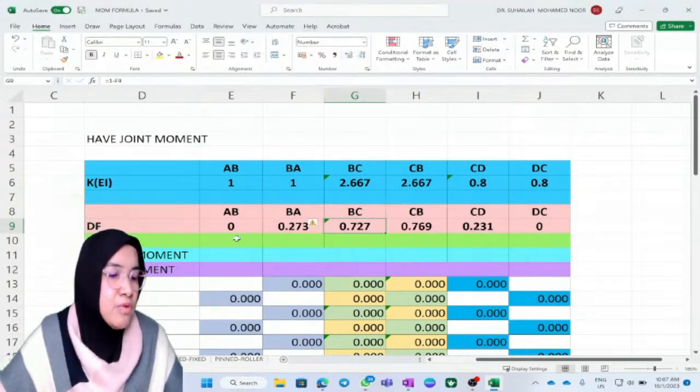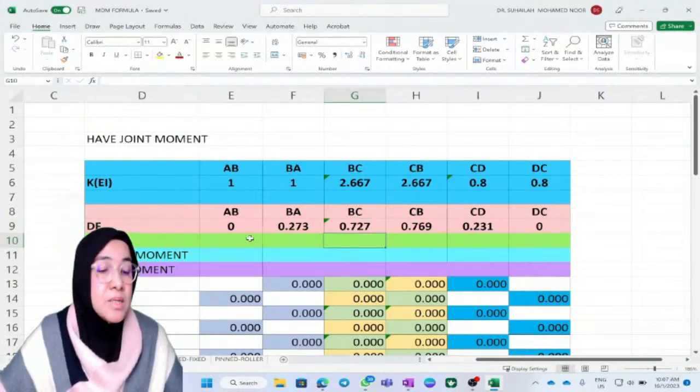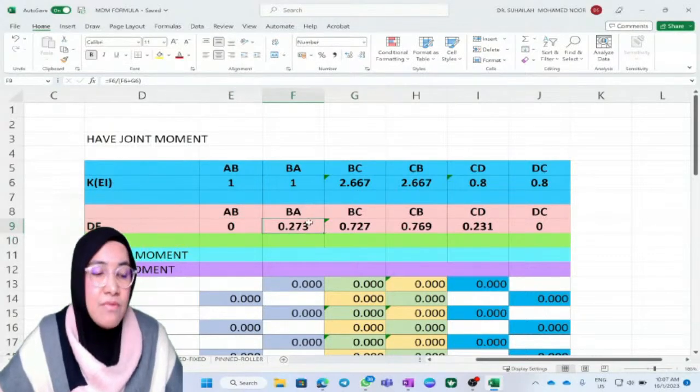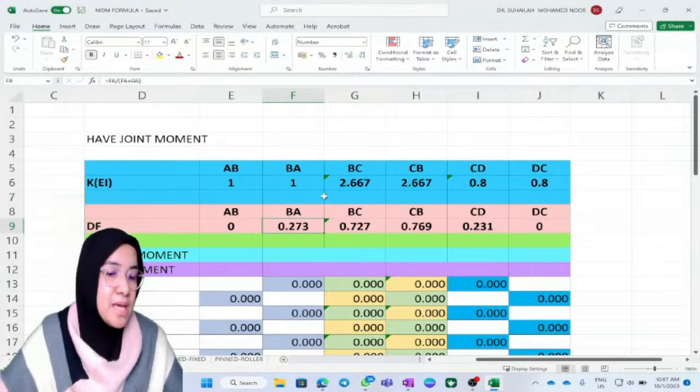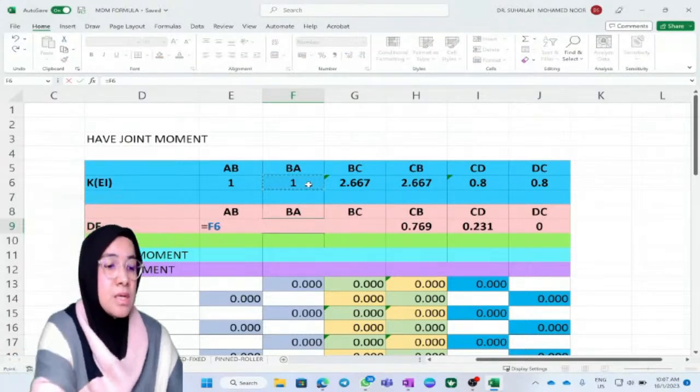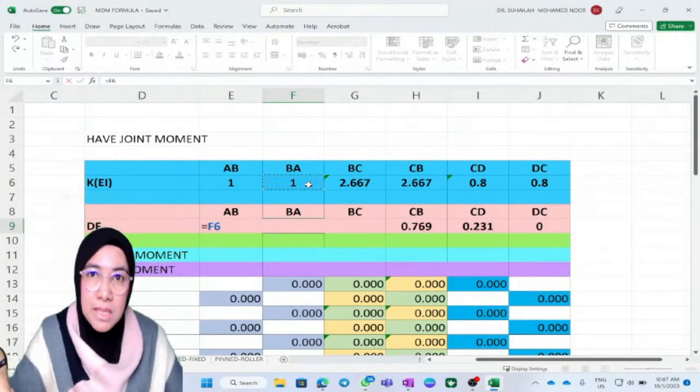Okay, now we will move to the distribution factor. Distribution factor for BA means that BA is 1 divided by the total. Total means BA plus BC.